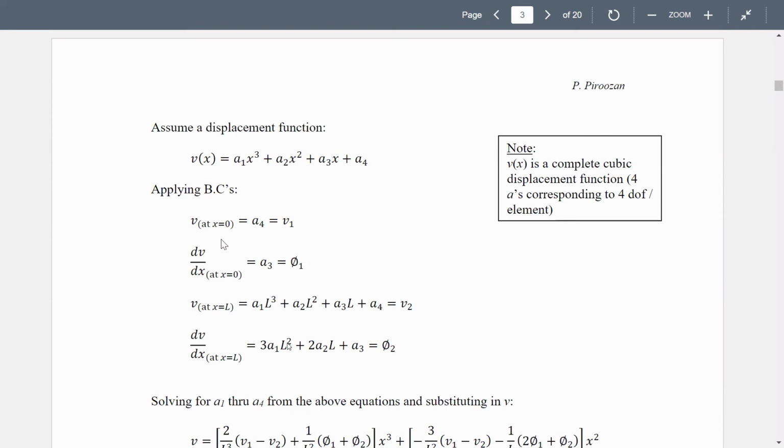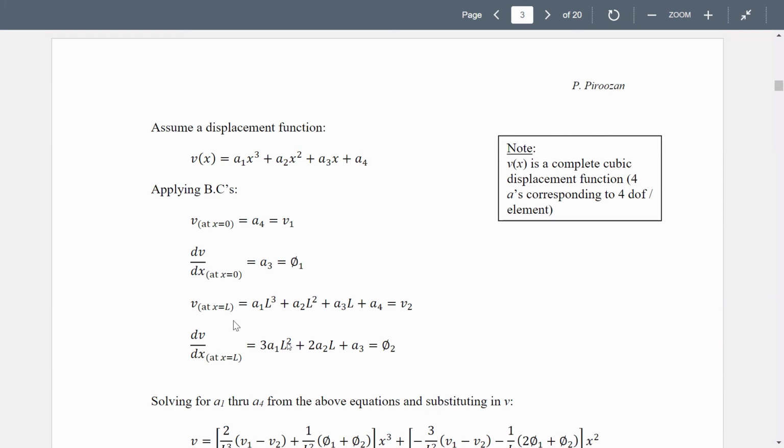When x is L, put x equal to L here. So it is A1 L cubed plus A2 L squared plus A3 L plus A4, and it is equal to V2. And finally, rotation when x is L is phi2. So find the derivative of this with respect to x and evaluate it at x equal L. It is equal to phi2.